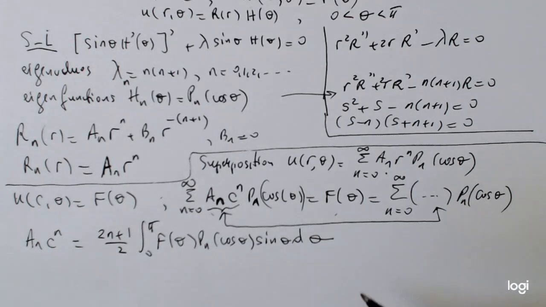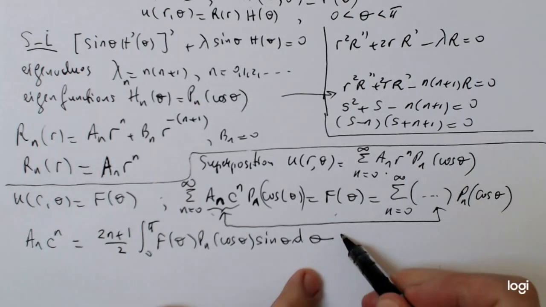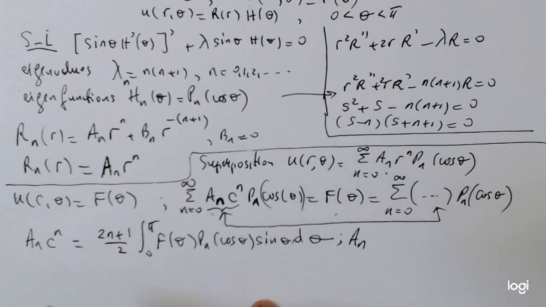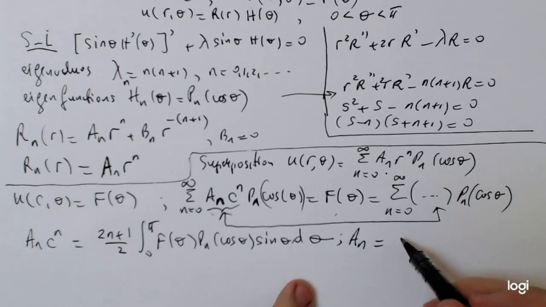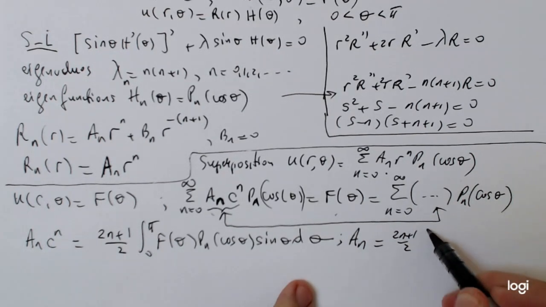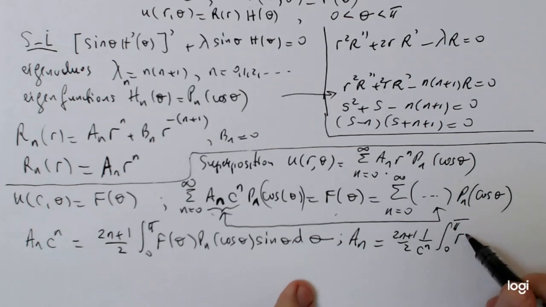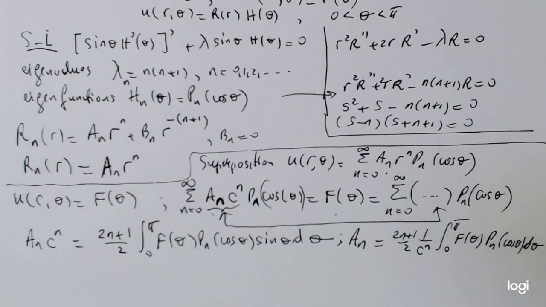Now, this is almost as far as you go. So an, now to get an by itself, obviously you divide by c to the n. So the answer for an is 2n plus 1 over 2, 1 over c to the n, the integral from 0 to pi, f of theta, Pn cosine of theta, sine of theta, d theta. And that's why sometimes in the answer we have this c to the n popping up.